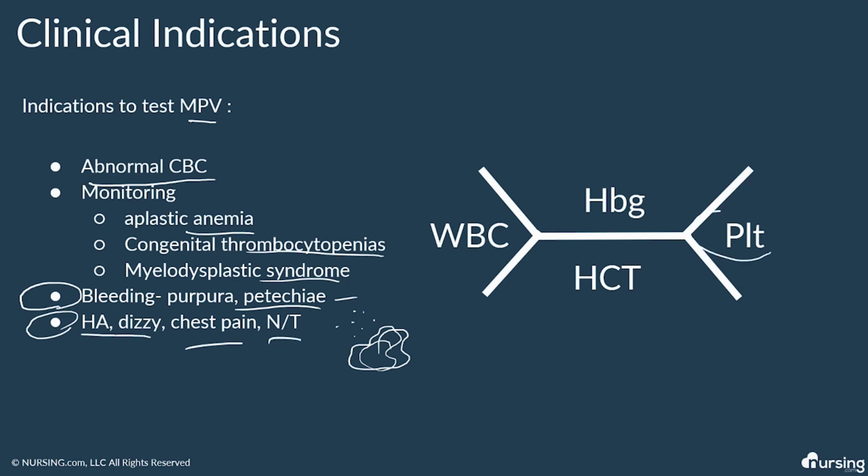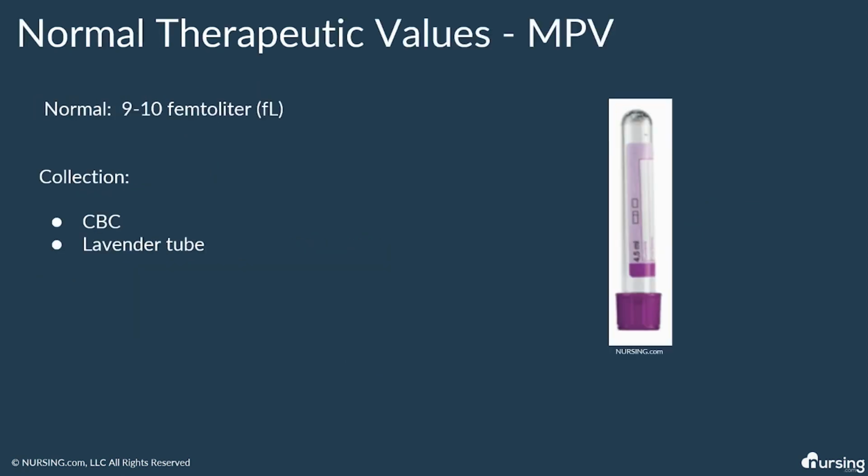Platelets, of course, are a big part of the CBC. The MPV is part of the differential. Normal therapeutic values are between 9 and 10 femtoliters. They're collected in a lavender tube as part of the CBC.